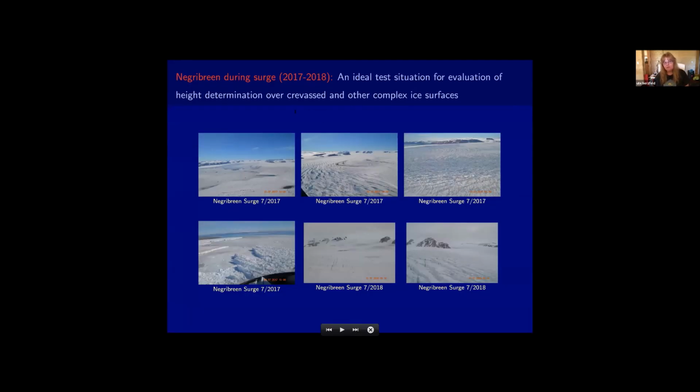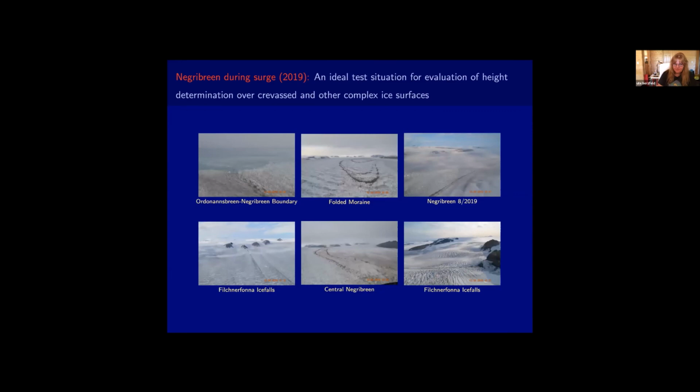Now, not only is this of glaciological relevance, the glacier during the surge also presents an ideal test situation for evaluation of height determination over crevasse and other complex surfaces, simply because you don't have to fly so far to sample more than one surface type. Okay, and here notably, Ottoland­breen is not surging, but Negribreen is, so you clearly see a boundary between the roughness provinces.